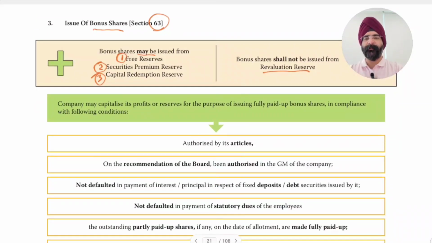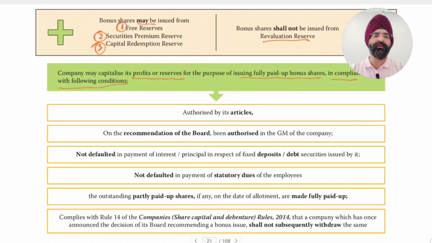financial statement. A company may capitalize its profits or reserves for the purpose of issuing fully paid up bonus shares. Bonus shares are always issued fully paid up, in compliance with the following conditions. So these conditions need to be ensured before we go ahead with a bonus issue.